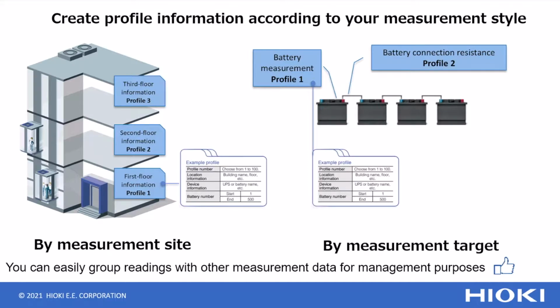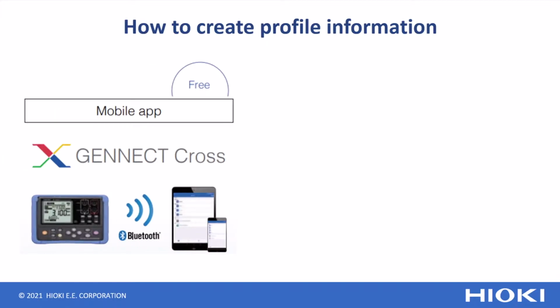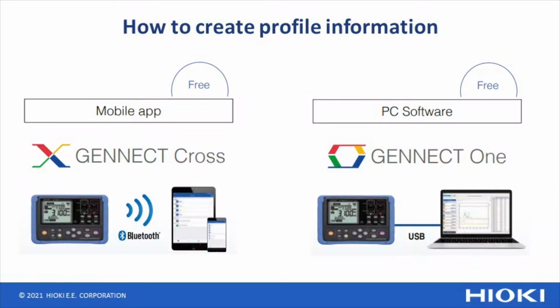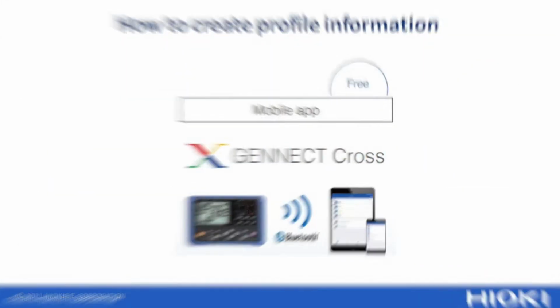By linking the measurement results to the information at each measurement site, you can reduce the number of man-hours spent managing the measured battery. You can create profile information by using our dedicated app GENNECT Cross or dedicated PC software GENNECT One. First, let's take a look at how to do it using the GENNECT Cross app.